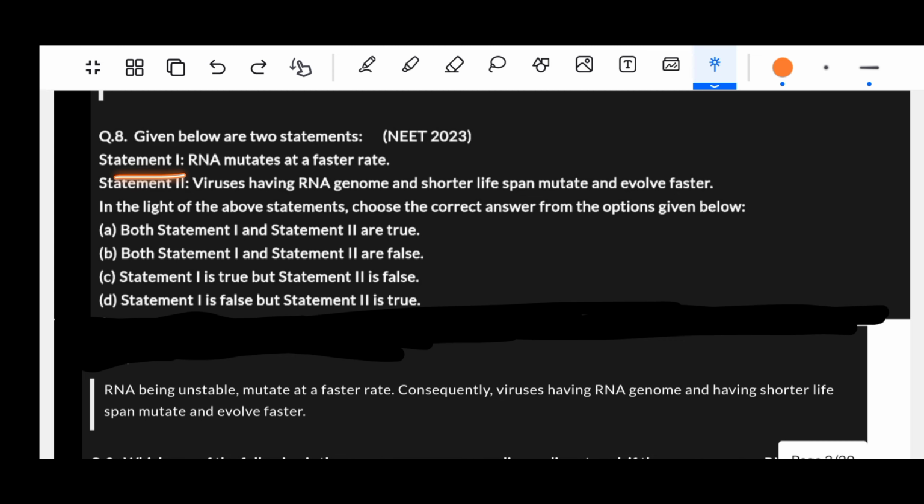Given below are two statements. Statement 1, RNA mutates at a faster rate. Statement 2, virus having RNA genome and shorter lifespan mutate and evolve faster. In the light of the above statements, choose the correct answer. RNA being unstable mutates at a faster rate. Consequently, virus having RNA genome and having shorter lifespan mutate and evolve faster. So option A, both statement 1 and 2 are true.